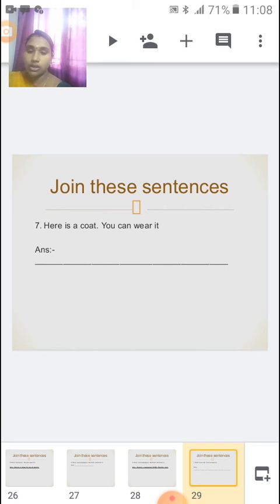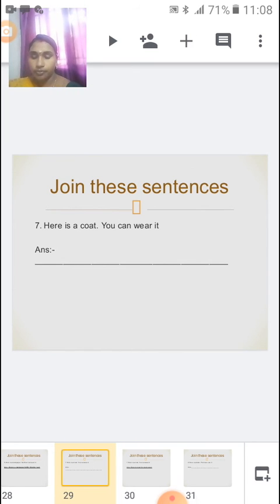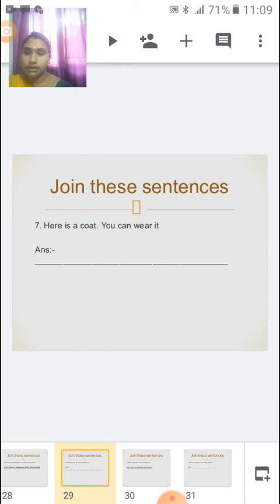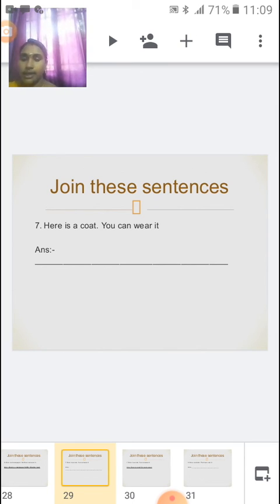Here is a coat, you can wear it. So when you're going to join this, how you will join it? Write the first sentence as it is. Here is a coat. Next, when you're going to join these sentences using for, after coat you will have for. Then followed by capital Y becomes small y. So here is a coat for you to wear.